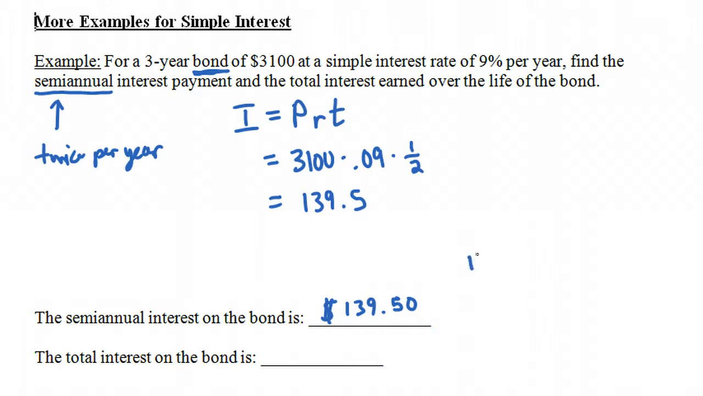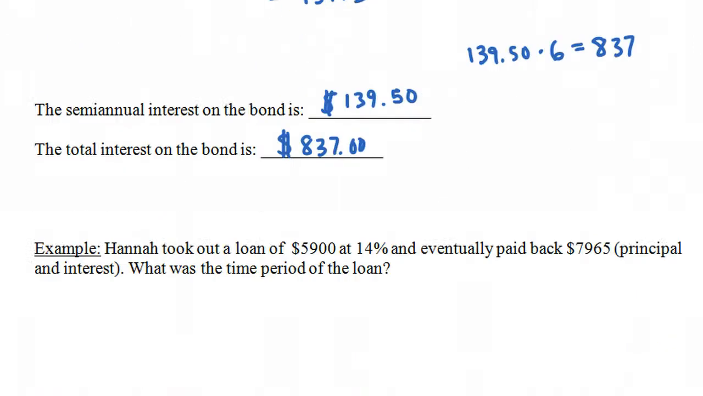Well, we take 139.50 and multiply it by 6. Now, why 6? Well, this is a 3-year bond, and you're getting 2 payments per year, so you're getting a total of 6 payments. So 139.5 times 6, now you would need a calculator to do this, but it's 837. So $837 is the total amount of interest that you would get from this bond.